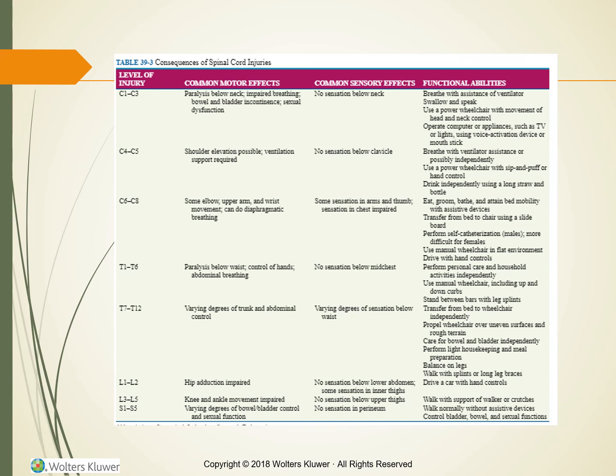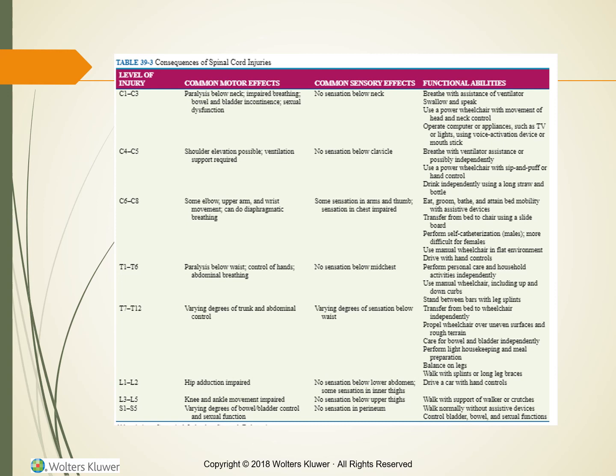In level of injuries at L1 to L2, their hip adduction is impaired. That means they have no sensation below the lower abdomen and some sensation in the inner thighs. With their functional ability, they might be able to drive a car with hand controls.